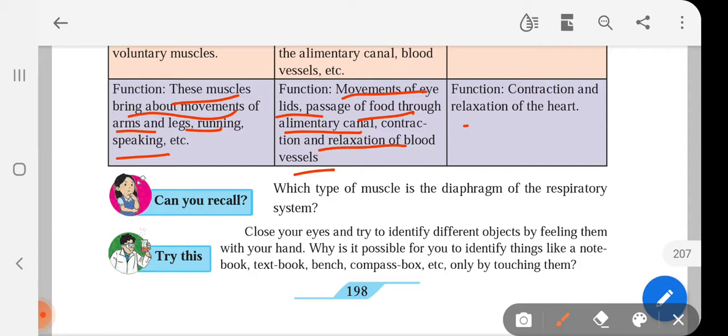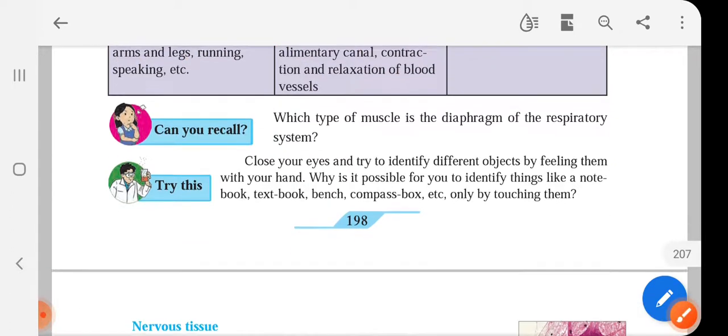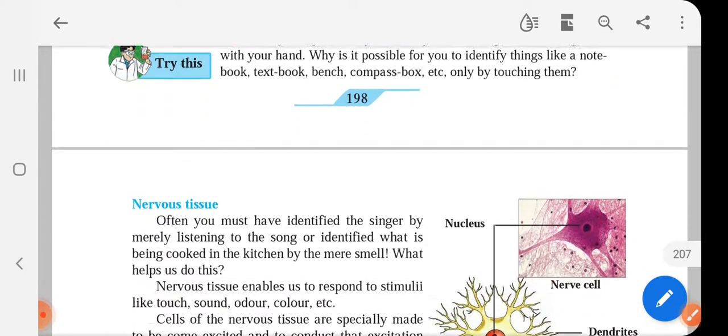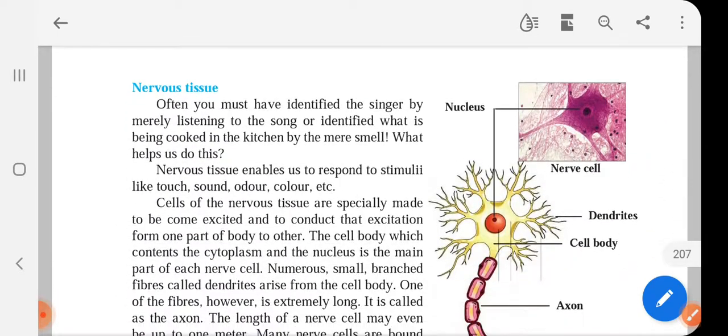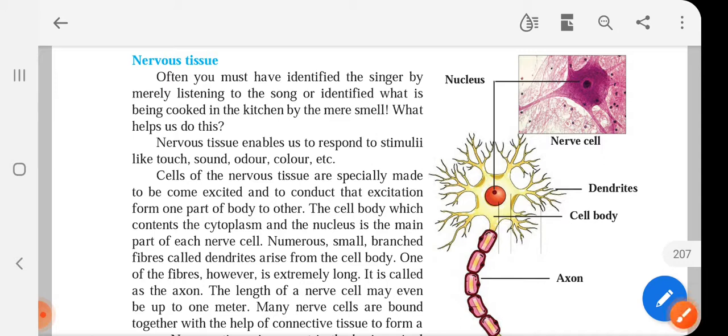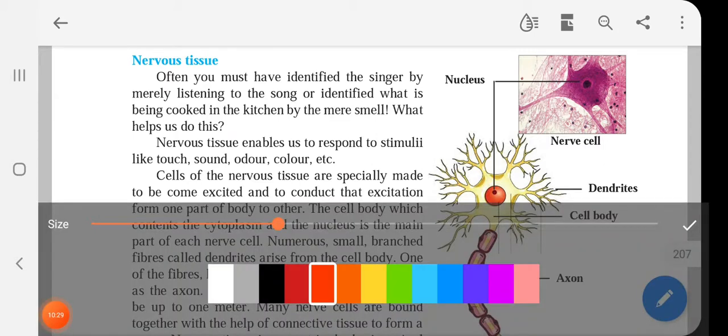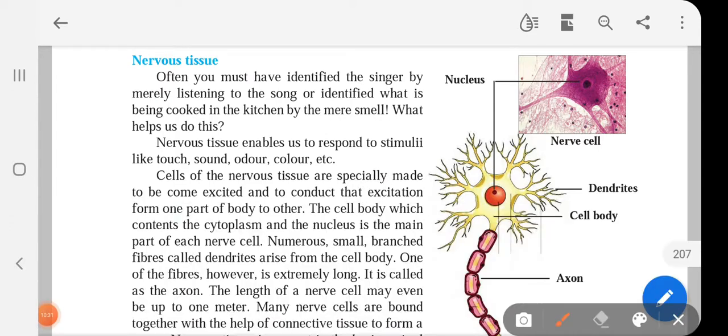And the function of cardiac muscle is very important. It's related to the heart, the contraction and relaxation of the heart. So this is how the functions are. Very important topic. You can have questions on this. Now let us move towards another important animal tissue called nervous tissue, which we have already discussed in the last chapter, chapter number 15, about the neuron. The same neuron is discussed over here again.